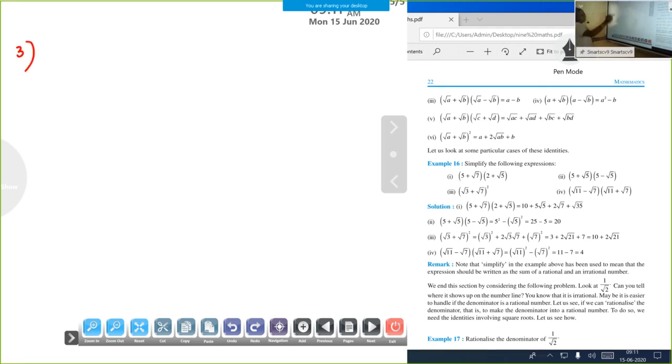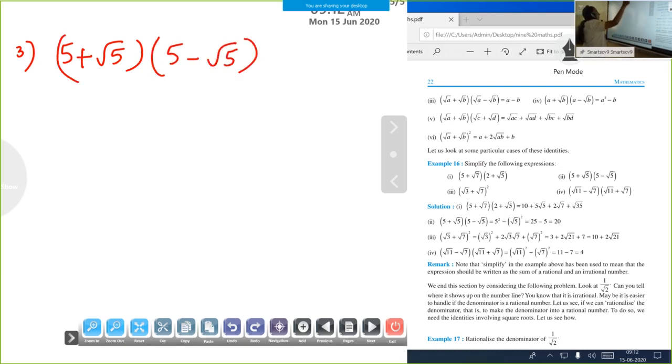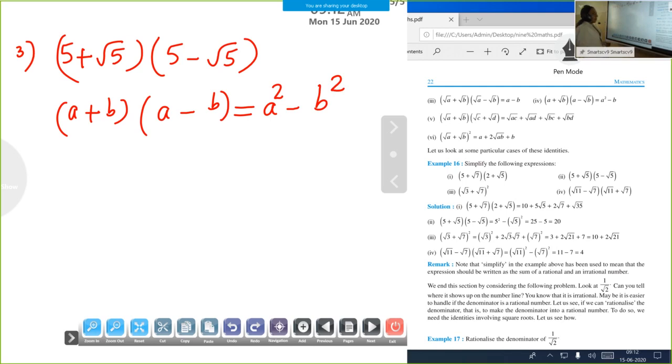Simplify the third question: (5 + √5)(5 − √5). When you get a question, first check which identity is being used. This is of the form (a + b)(a − b). What is the value of (a + b)(a − b)? The answer is a² − b², only two terms.